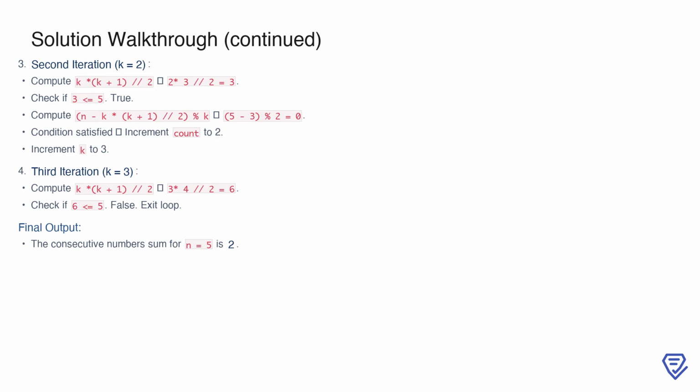For k equal to 3, the sum becomes 3 * 4 / 2 equals 6, which exceeds 5. At this point, the loop terminates. Finally, we conclude that the total number of valid sequences for n equals 5 is 2.